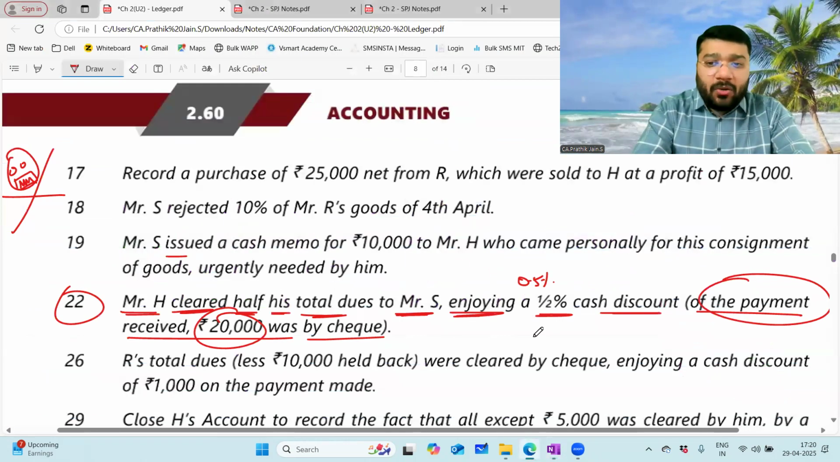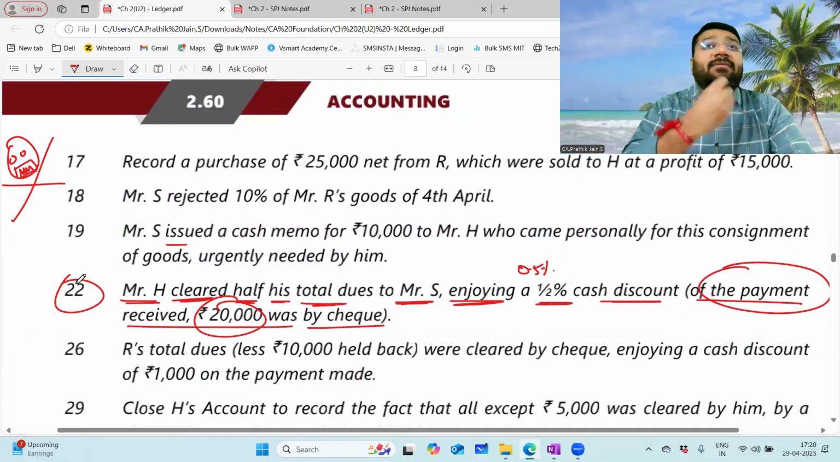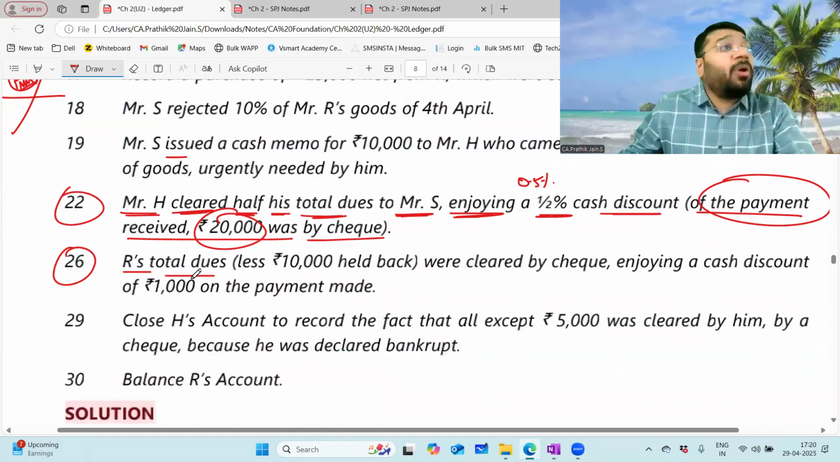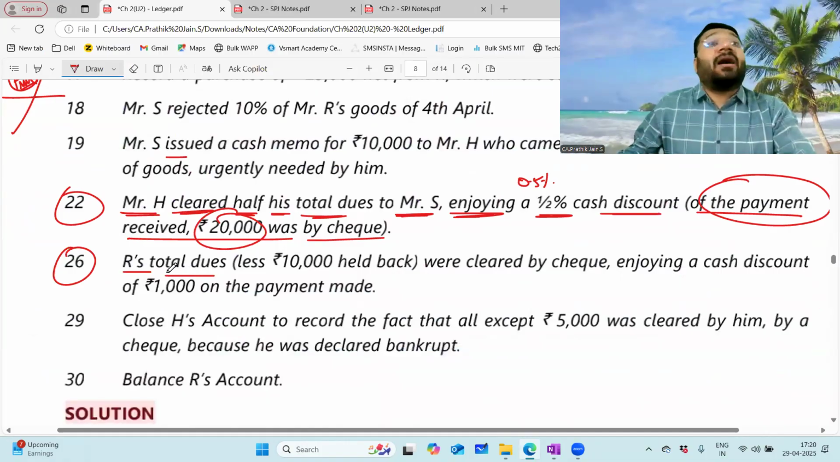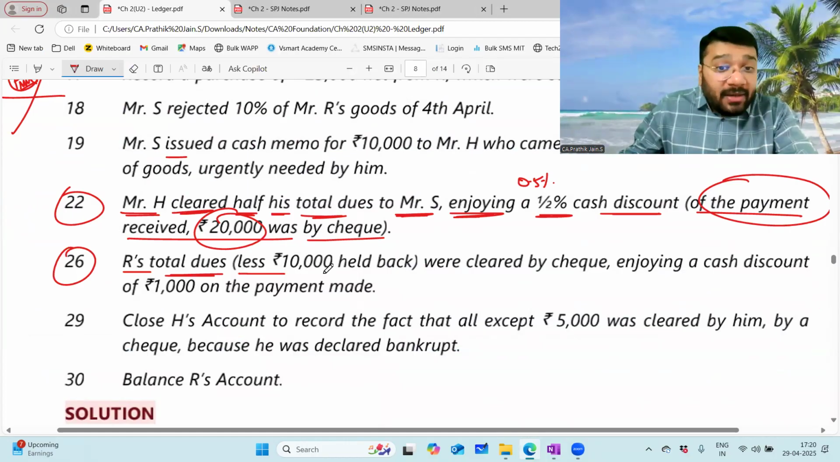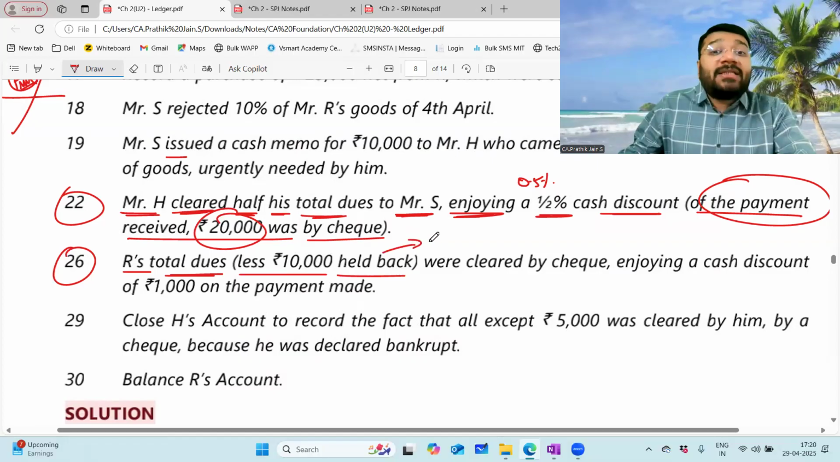Very good. Now, 22nd point is clear. Can I go to 26th transaction? 26th, R's total due. R means who here? Credit R. Total due. Less 10,000 held back. Less 10,000 held back means what? They want that ledger to have a balance carried down of 10,000.